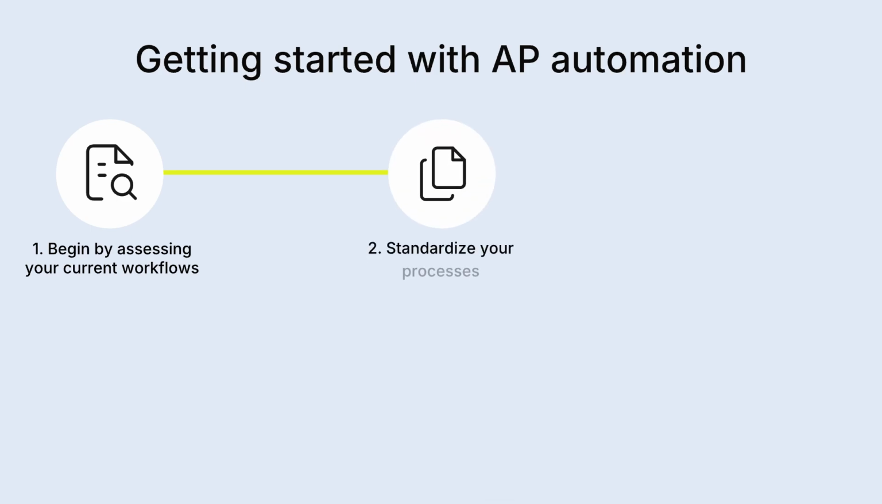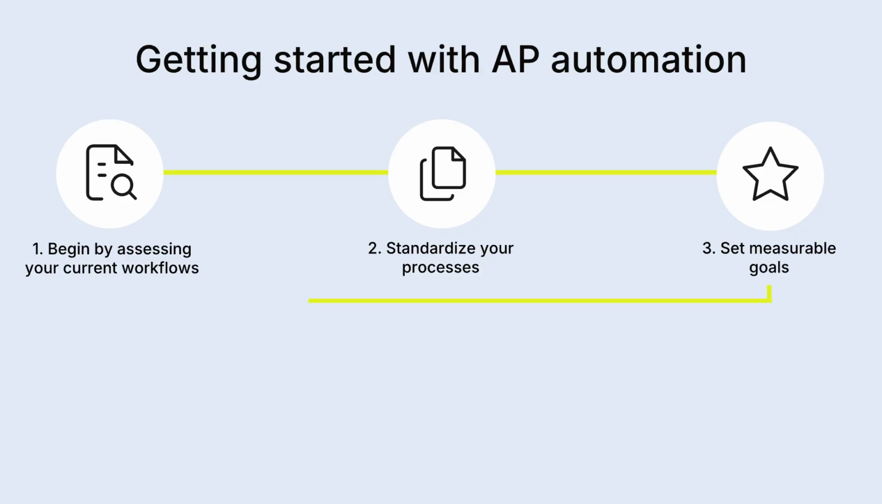Next, standardize your processes. Create clear, consistent steps for how invoices move through your system. Automation works best when there's a solid, well defined workflow in place. Once you've mapped things out, set measurable goals. For example, maybe you want to cut processing time in half or reduce errors by a certain percentage. Clear goals will help you track your progress.